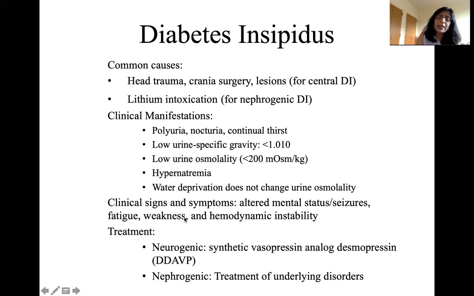Now, what are some clinical signs and symptoms? Altered mental status, seizures, fatigue, weakness, hemodynamic instability. All these are associated with this low fluid, hyperosmotic condition of the blood. Treatment for neurogenic, you know that there is less ADH than normal. You need to replace ADH. Synthetic vasopressin analog, desmopressin, DDAVP is what is given. Nephrogenic is where you may want to treat the condition that's causing it.